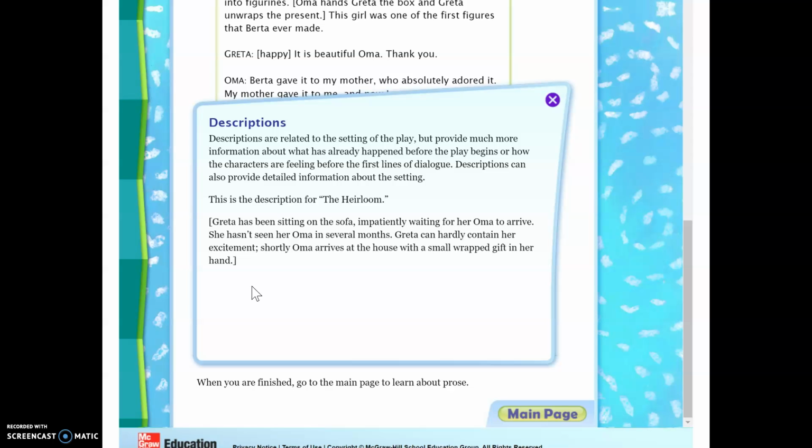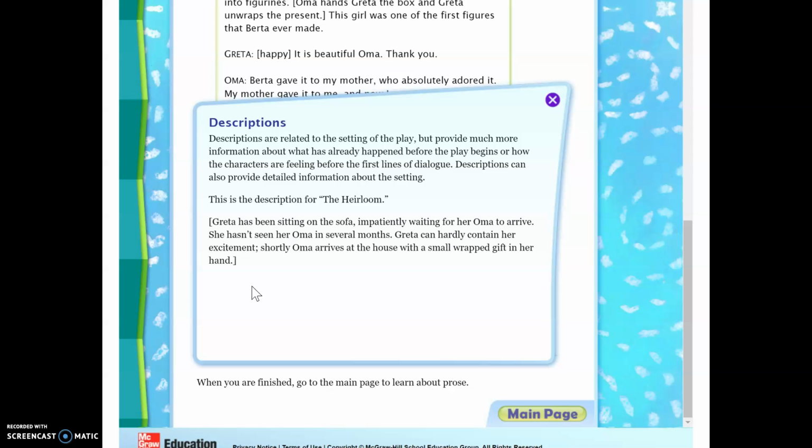What do they mean by descriptions? Well, let's find out. Descriptions are related to the setting of the play, but provide much more information about what has already happened before the play begins, or how the characters are feeling before the first lines of dialogue. So descriptions are just that. They're descriptions of emotions or what the characters are feeling. Not doing, because doing are stage directions, right? Yep. So that's another element down there too.